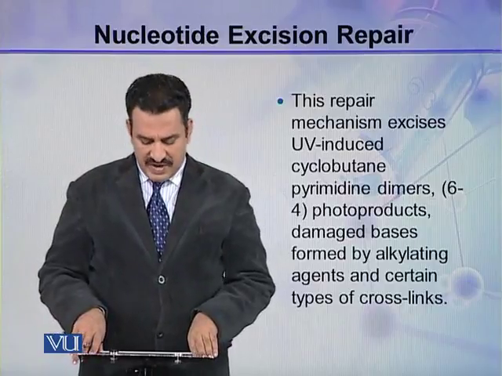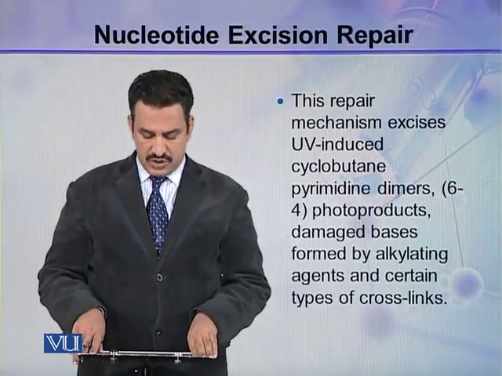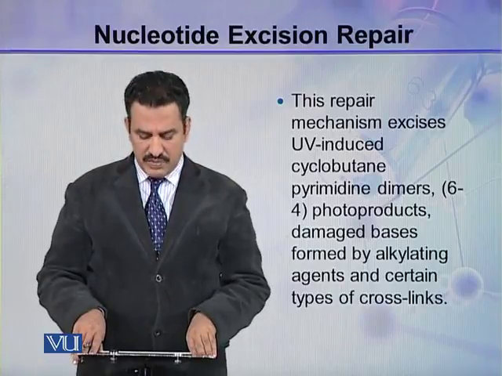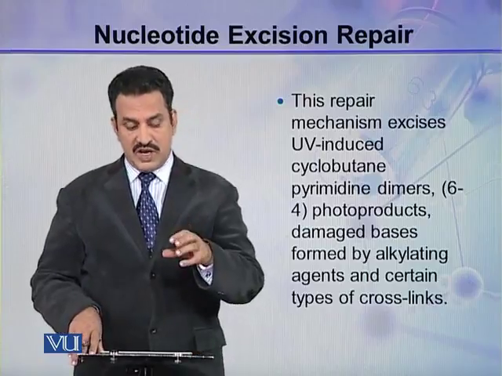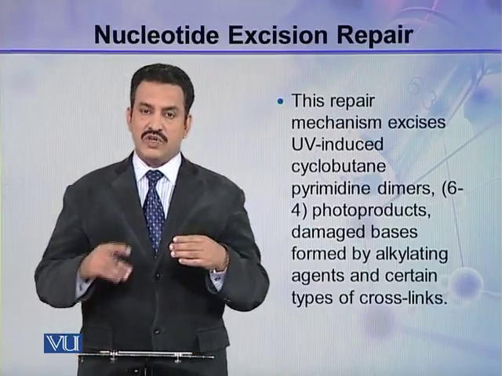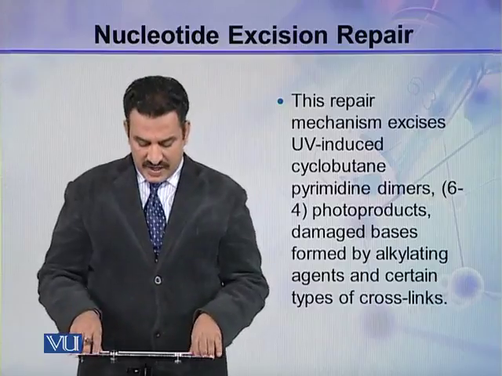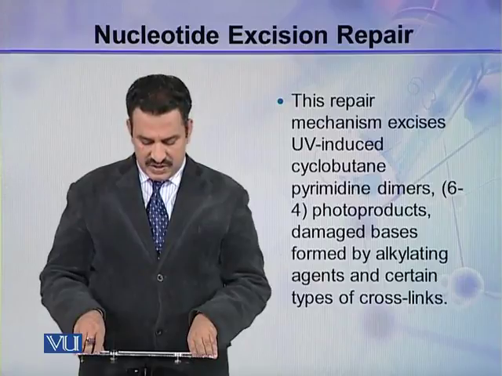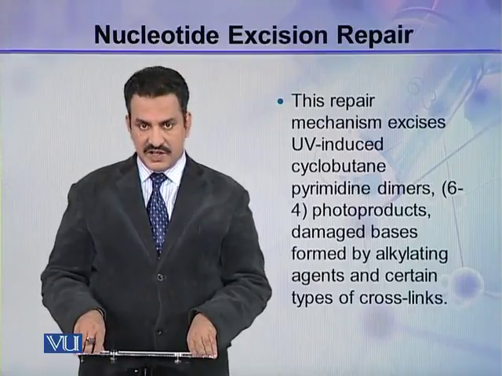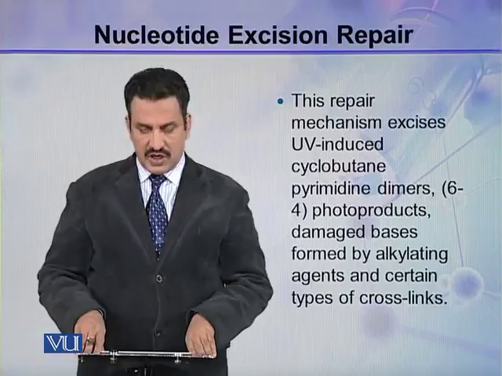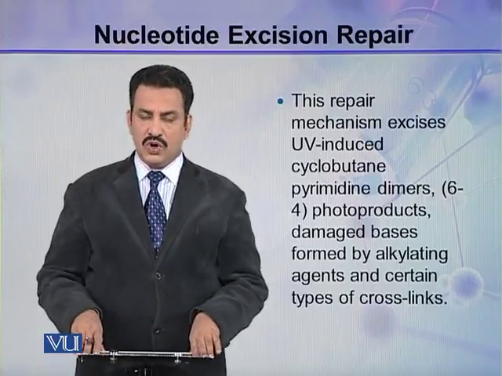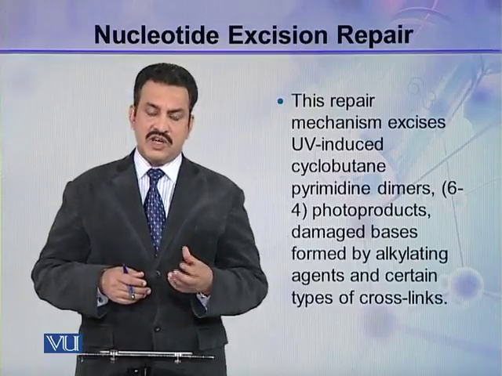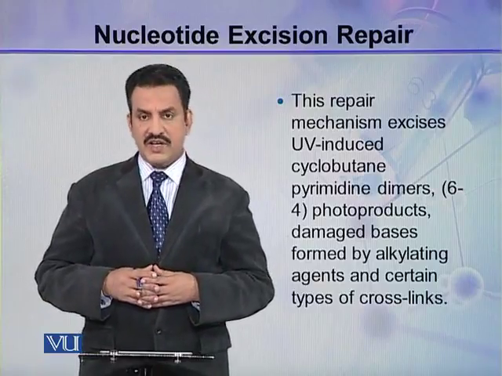This repair mechanism excises UV induced cyclobutane pyrimidine dimers. So this whole dimer is excised instead of repairing the dimer. And similarly 6,4 photoproducts, damaged bases formed by alkylating agents, and certain types of cross links. So all types of nucleotide damages can be repaired by nucleotide excision repair.